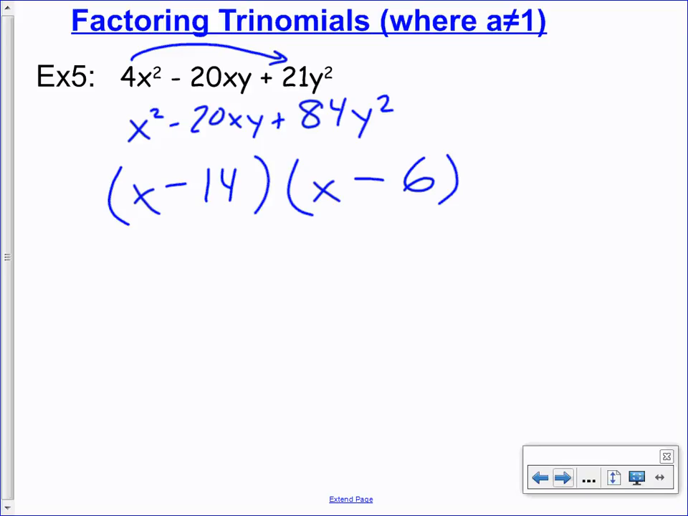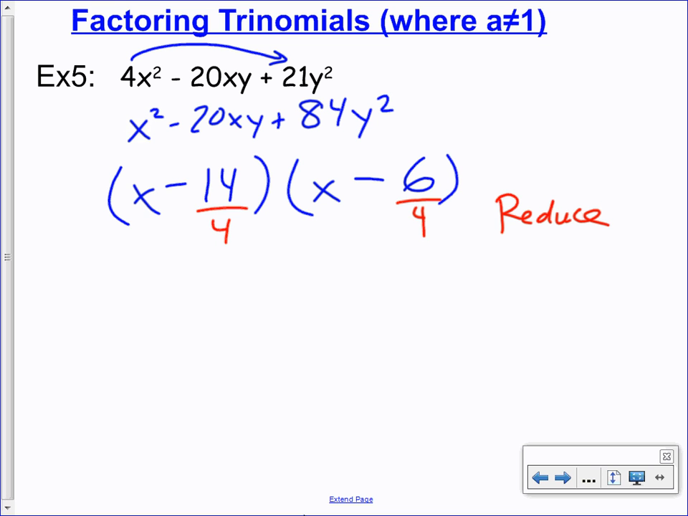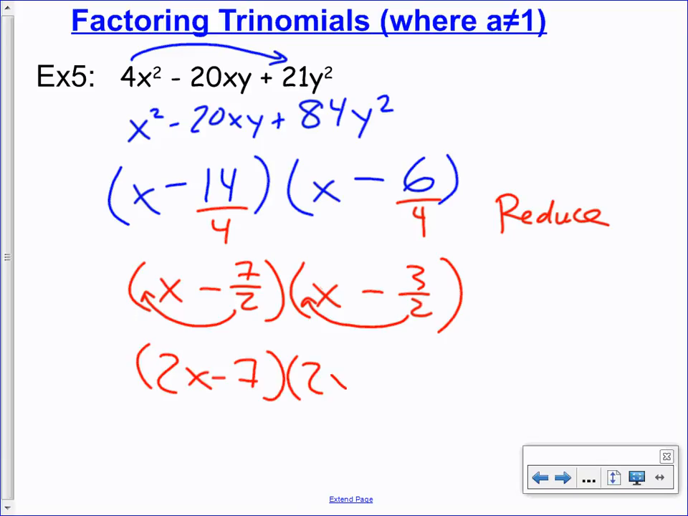Here's the deal. The 4 needs to be taken out. But before you move it to the front, you must reduce that fraction. Here we go, reduce. So x minus 7 over 2, is that true? And x minus 3 over 2? Okay, now what? Slide that puppy. Slide it back. There you go. 2x minus 7, 2x minus 3.